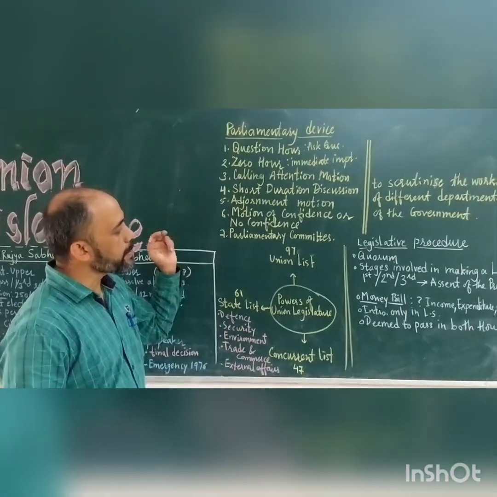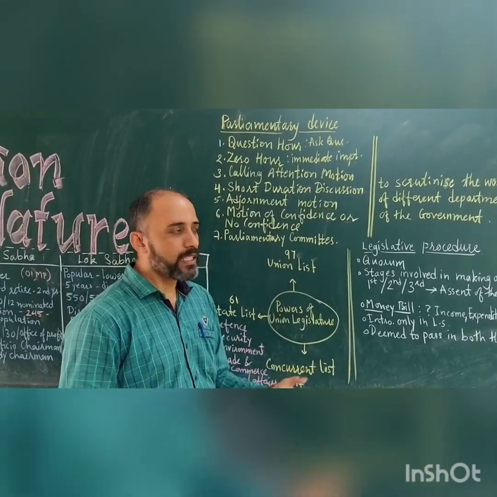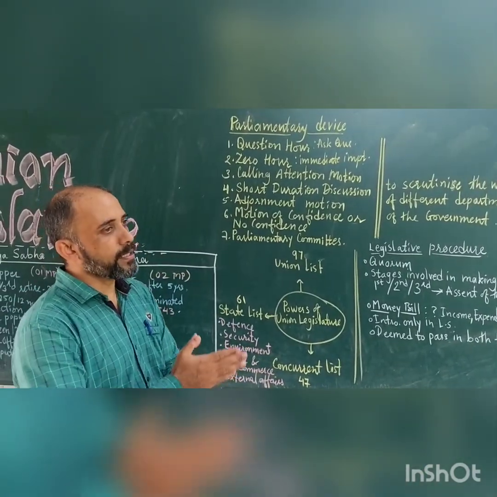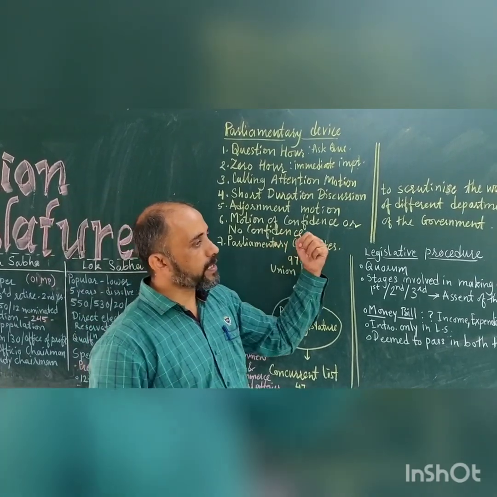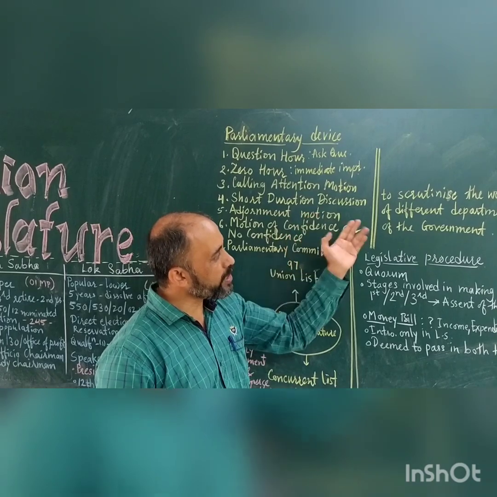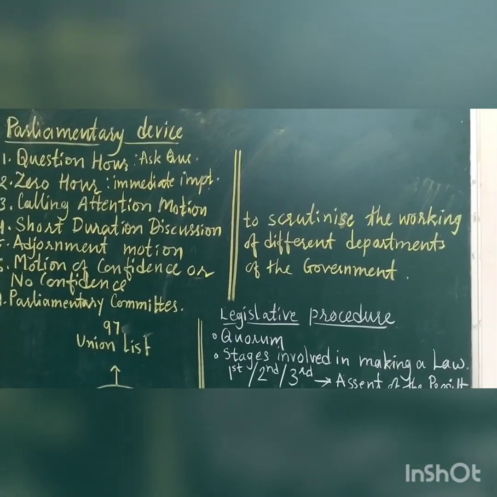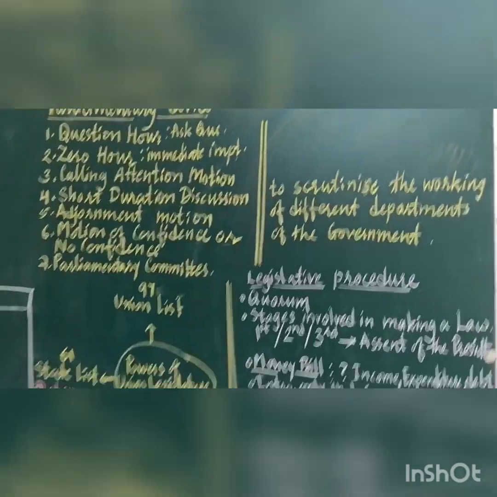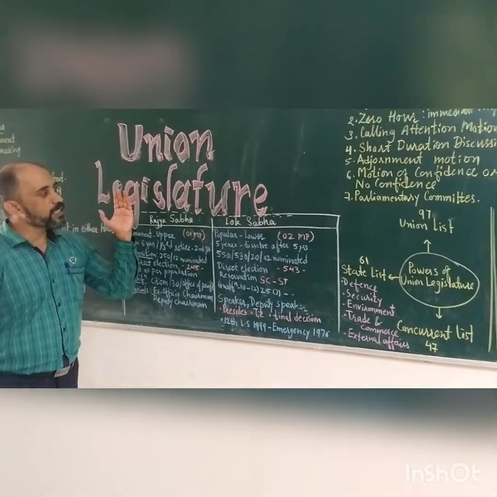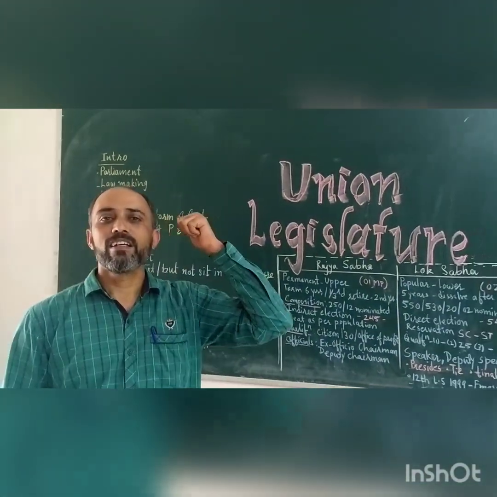And the last part is that parliamentary committees are also formed. We know that parliament has a lot of work, so because of this multifaceted and critical work, it is divided into different parliamentary committees. And what is their function? To scrutinize the working of different departments of the government. So students, this is your lesson, the Union Legislature, the first lesson from your political science.